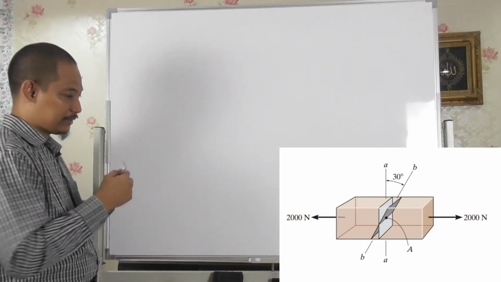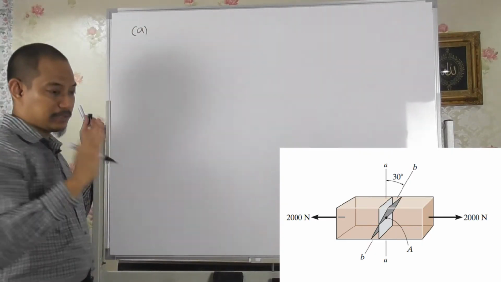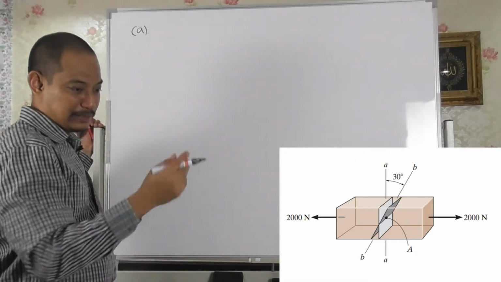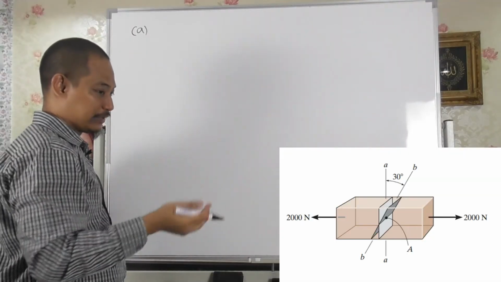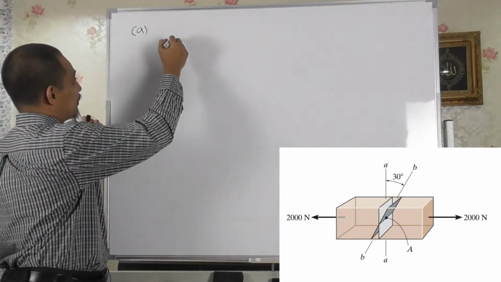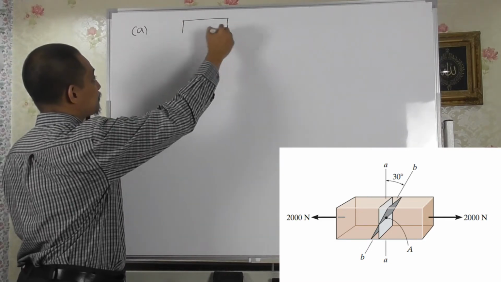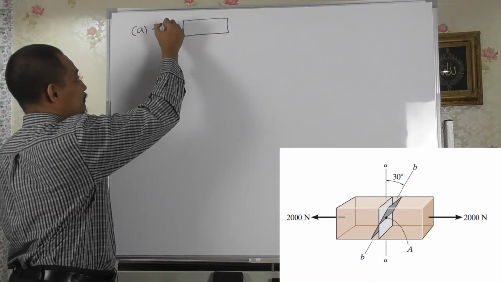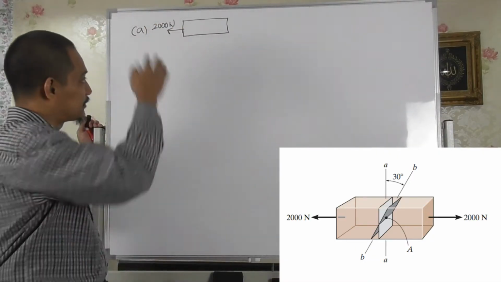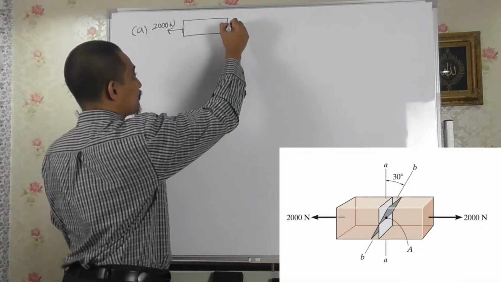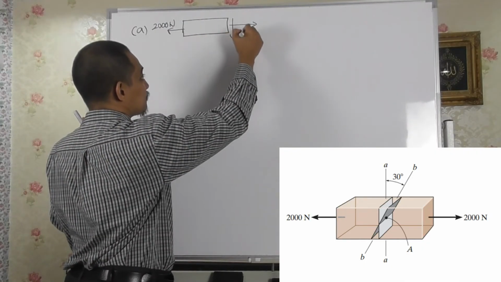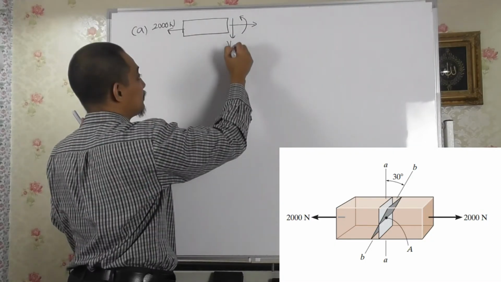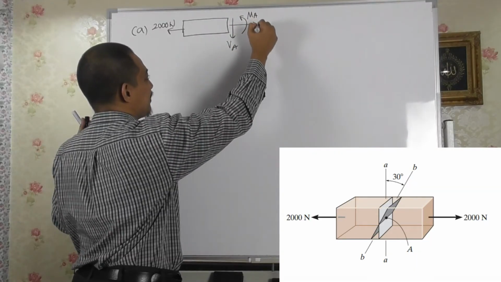So part A is when the cut is straight like that, right? So if you draw the free body diagram, this one is either way, if you want to take on the left or on the right. So let's take on the left. So if you take on the left, the force will be 2000 Newton like this, right? And then it is cut straight, so you'll have these three, basically: VA, MA, and NA.